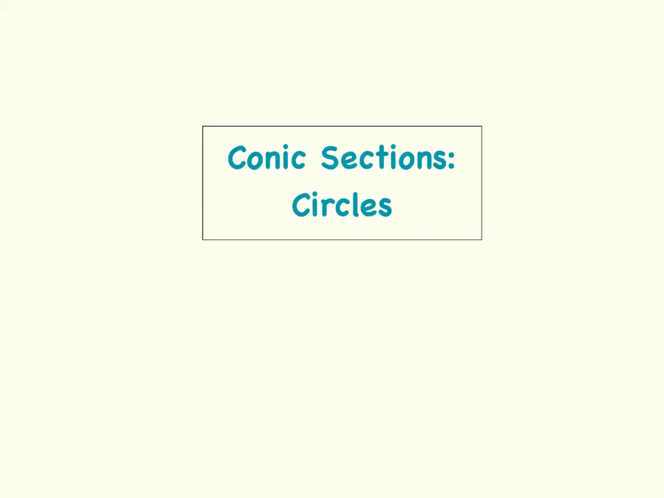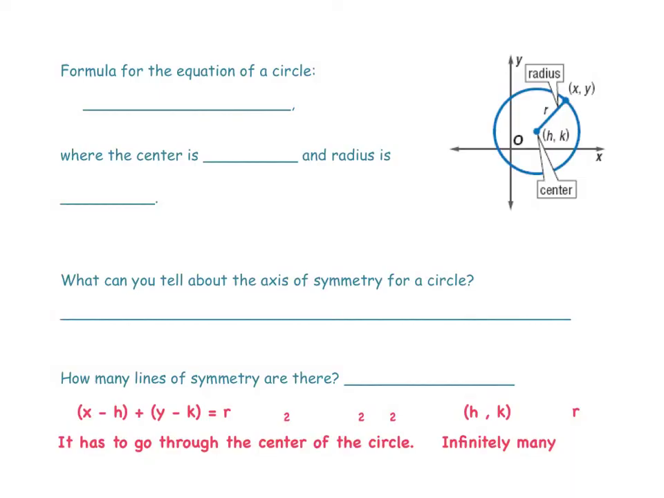Now let's get started. First, let's talk about the formula for the equation of a circle. We have (x - h)² + (y - k)² = r², where the center of the circle is (h, k) and the radius is r.